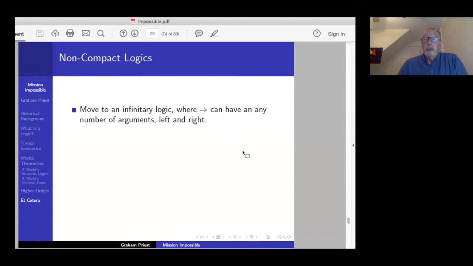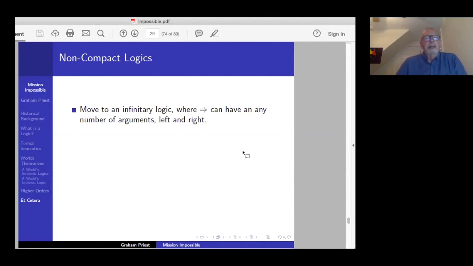So multigrade predicates are well known. Multigrade connectives, I don't know anyone who's ever talked about multigrade connectives before. So I had to kind of invent this. If anyone knows about multigrade connectives that I don't know, then I'll be very happy to learn. But anyway, if you're dealing with non-compact logics, one way is to move from this finite tree multigrade connective to an infinite tree multigrade connective. Okay, that's one thing you can do.